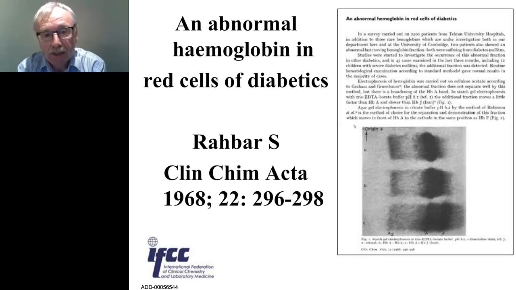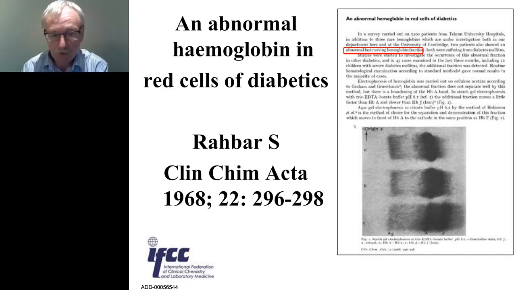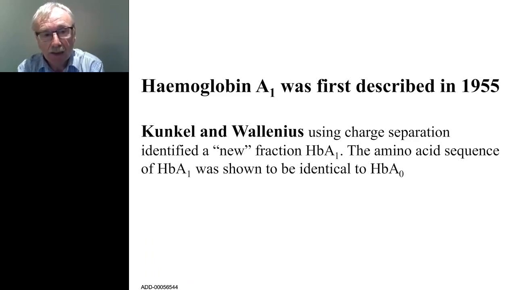The big move for us in the laboratories was the description by Rahbar in 1968, which brought to the notice of the medical fraternity what he then called an abnormal hemoglobin in the red cells of diabetics. But indeed, it was over a decade earlier that this fraction was first described by Kunkel and Wollman, where they actually described a new fraction with the term hemoglobin A1.